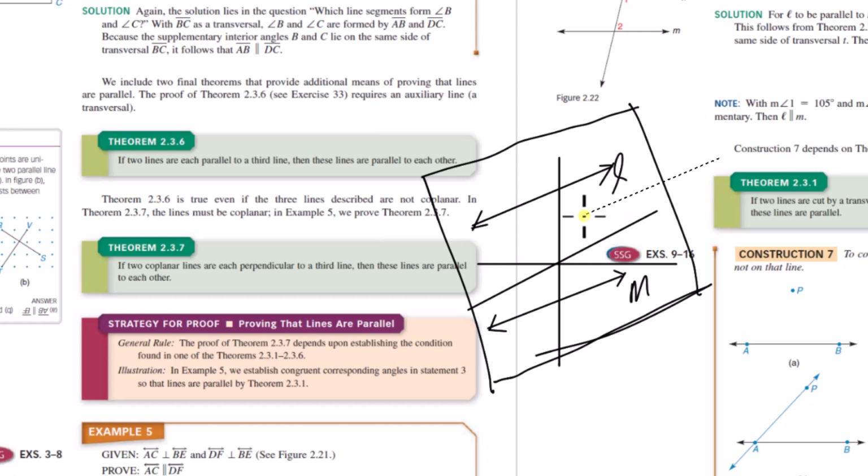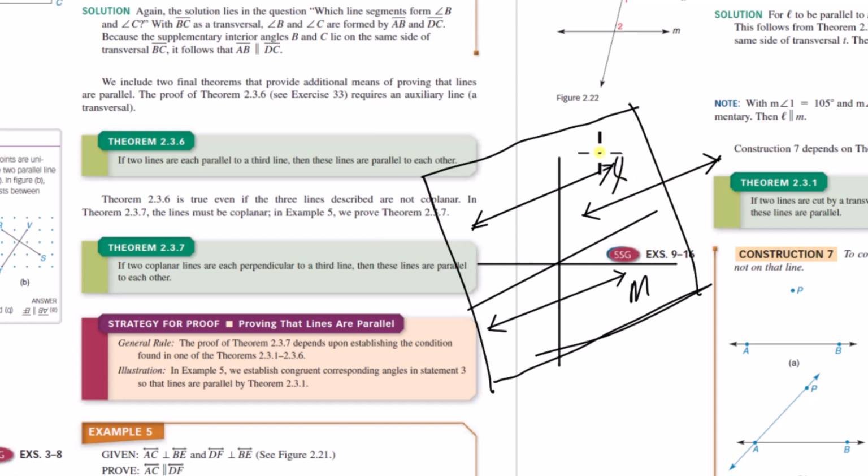So it's definitely parallel to one of these lines. Let's say I'm going to choose line L, okay? So I can only really draw it this way. I can't draw it like this. That would be skewed to line L, right? I have to draw it a certain way.